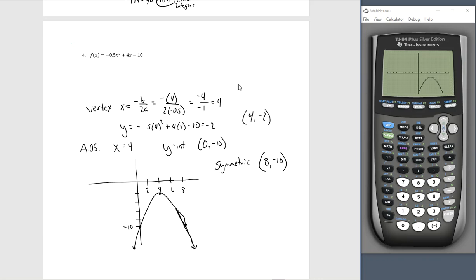All right, I don't know why my disappearing ink still hasn't come back, but I wrote down most of the important stuff there. The a value was negative, so my graph opens down as we verified. We can find the vertex, we can find the axis of symmetry, we can find the y-intercept. The hardest work we do is finding the y-coordinate for the vertex because that's where we have to evaluate a function.